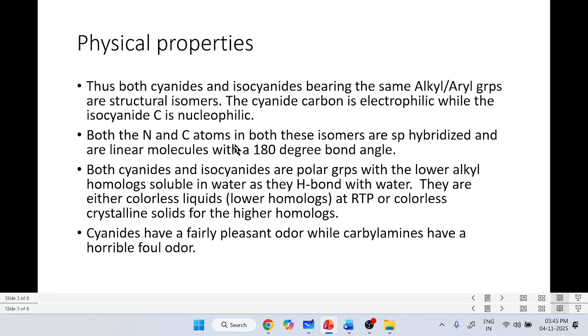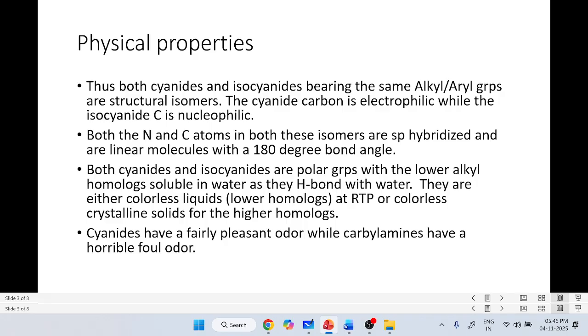Both N and C atoms in both these isomers are sp hybridized, because they have a triple bond there, and they are linear molecules with a 180-degree bond angle. So they're straight molecules. Both cyanides and isocyanides are polar, and the lower alkyl homologues of both are soluble in water, as they hydrogen bond with water, whereas the higher homologues are not, because as the alkyl group size increases, the hydrophobicity increases.